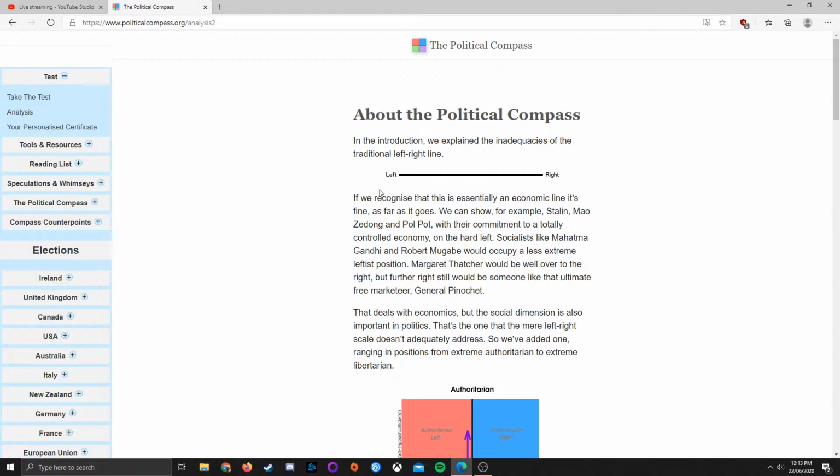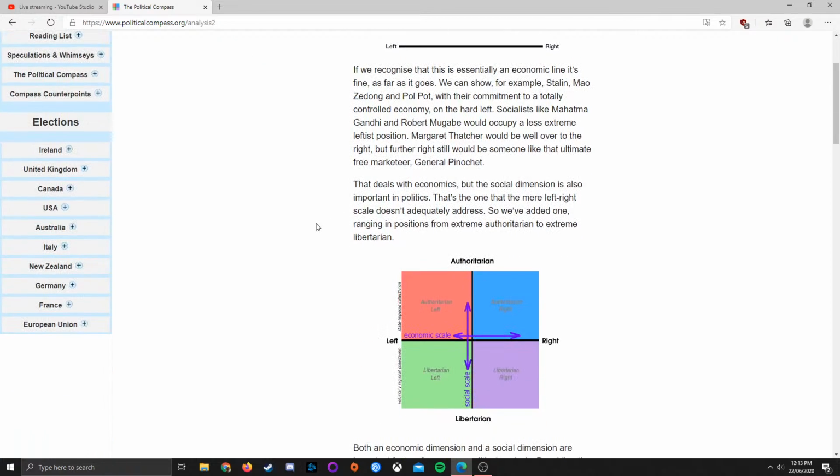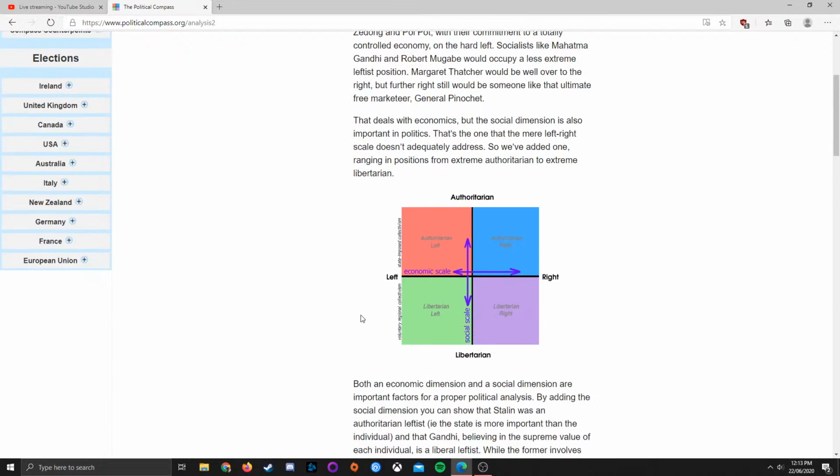It's better to call it a compass because there are different places on the political compass that you can sit. You can be left wing, but you can also be authoritarian. You can be left wing but libertarian. You can be right wing authoritarian, right wing libertarian. The way the political compass works is the two axes: the y-axis going up and down is the social scale, with the top being authoritarian and the bottom being libertarian. And then the x-axis is the economic scale, the one going from left to right.